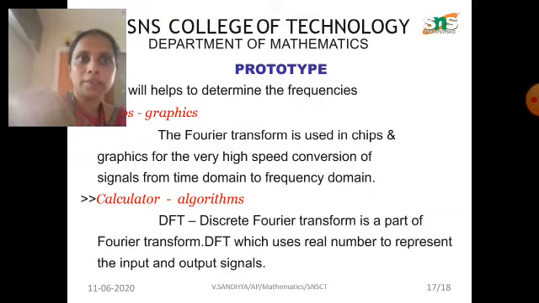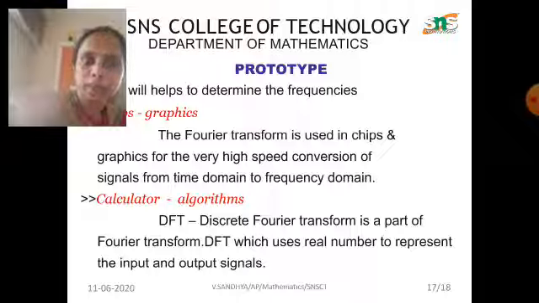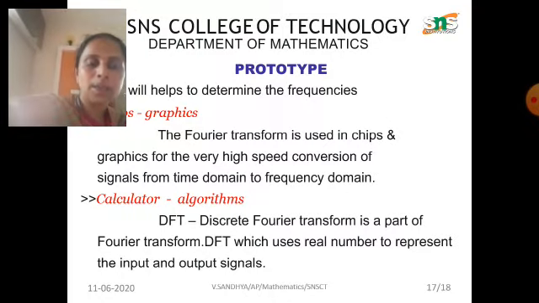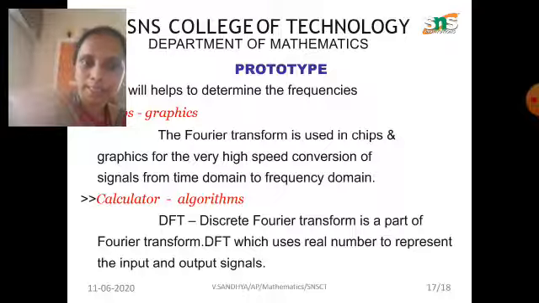Next, we discuss chips and graphics. The Fourier transform is used in chips and graphics for very high speed conversion of signals from the time domain to the frequency domain. Finally, we discuss the calculator algorithm. Discrete Fourier transform is a part of Fourier transform. Discrete Fourier transform uses real numbers to represent the input and output signals.